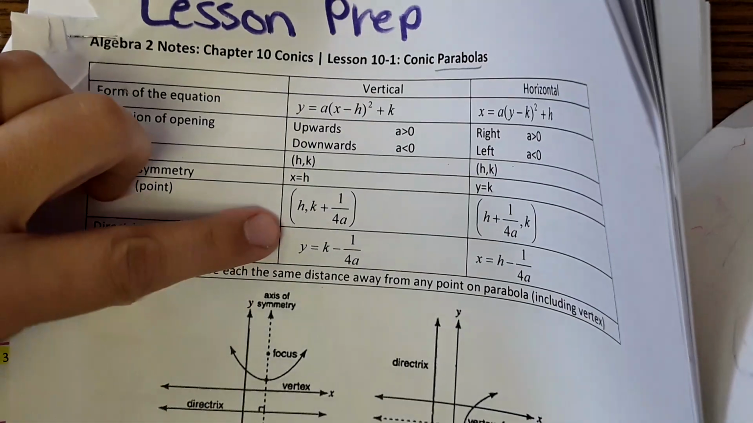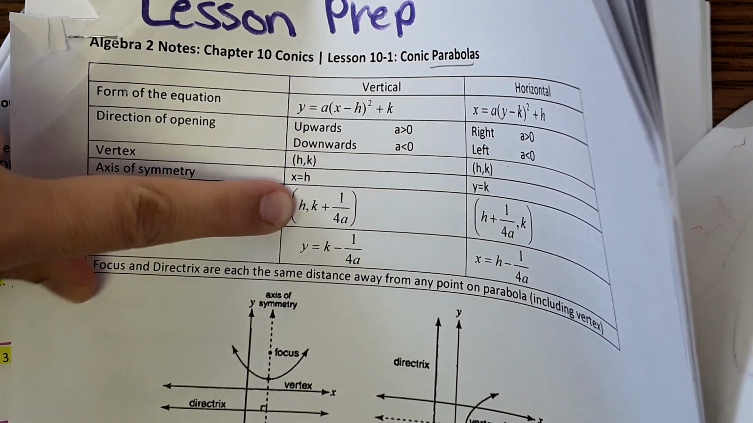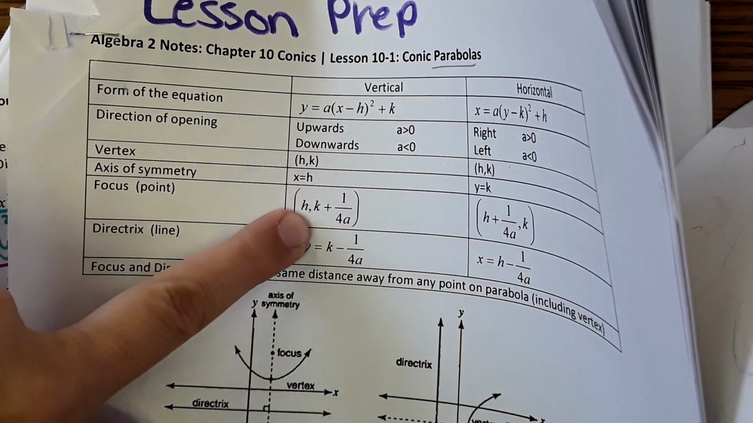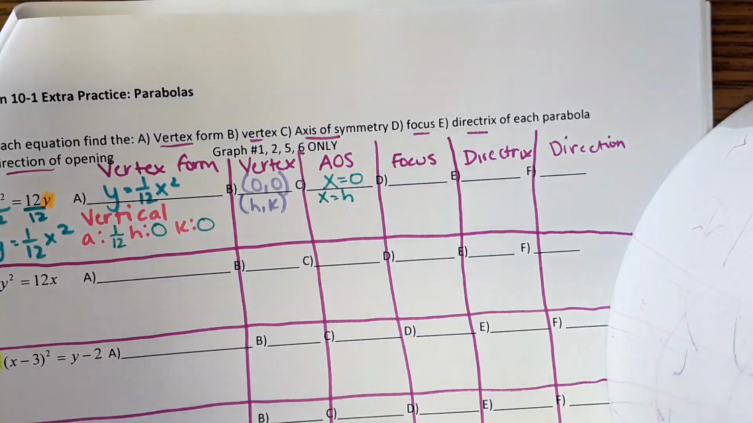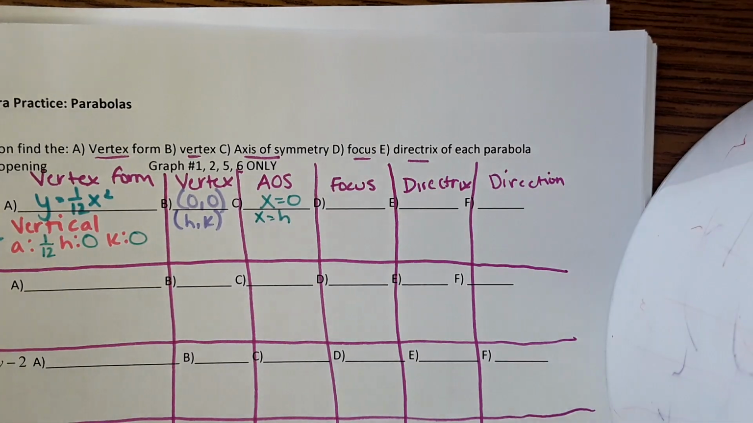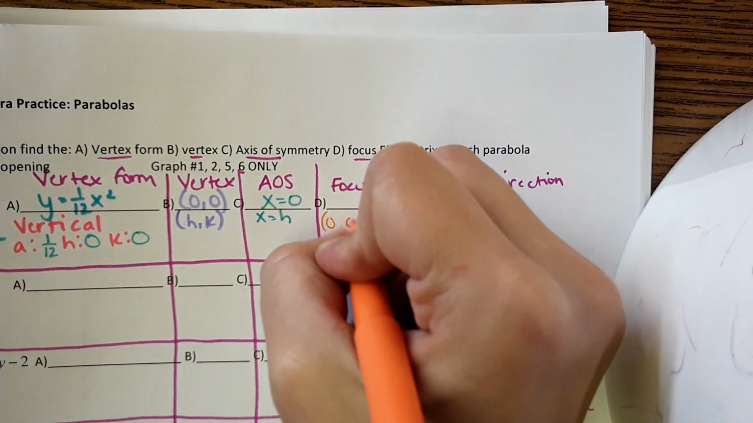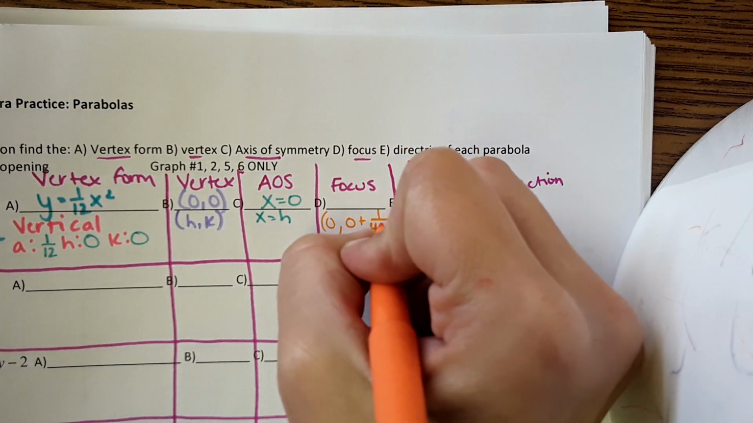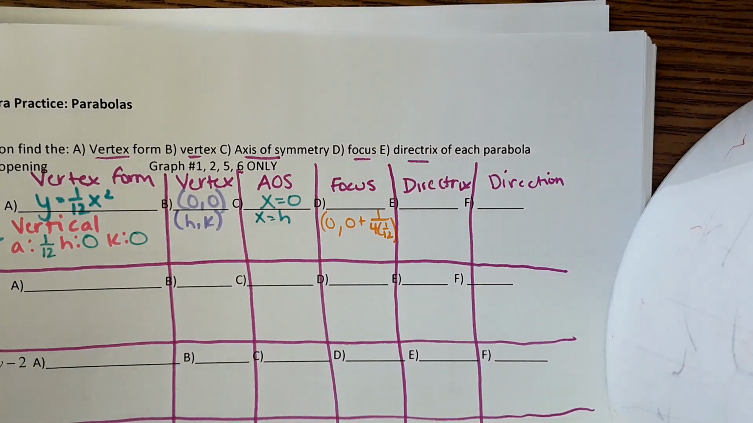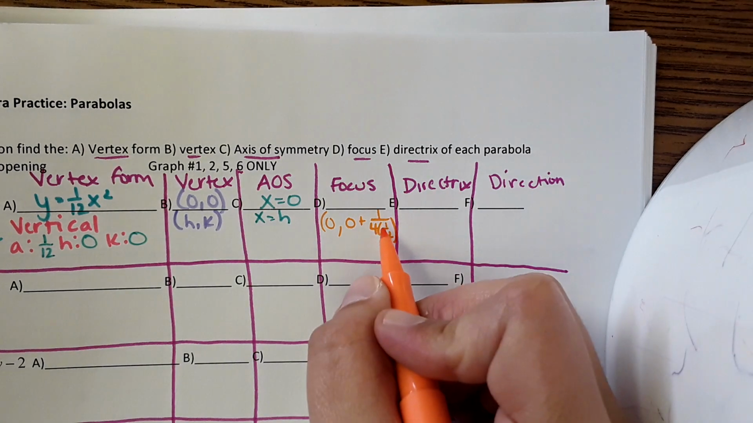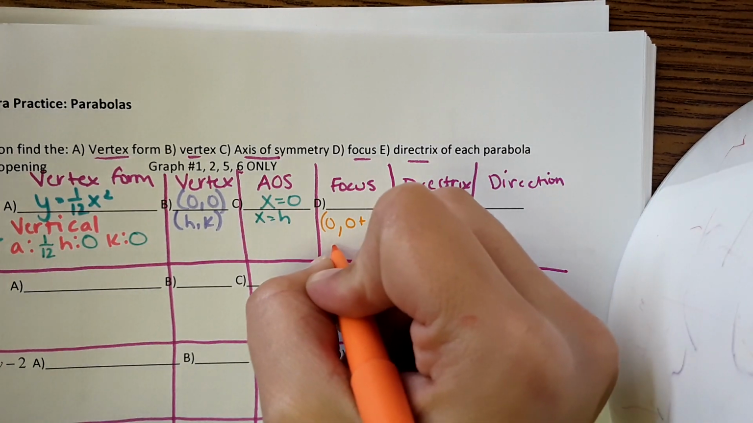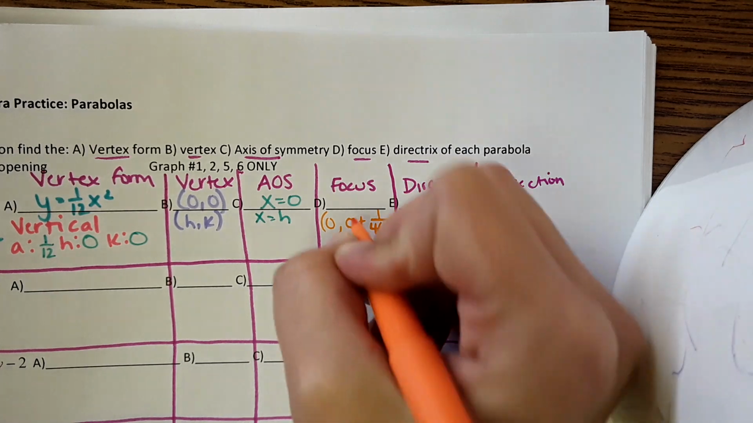The focus is this weird equation right here. I'm not going to write the original equation, I'm just going to plug in numbers as I write this down. So it is h, which happens to be 0, then k plus 1 over 4 times 1/12. Then 4 times 1/12 is 4/12, which is 1/3. 1 divided by 1/3 would be 3. So this would be 0, 3.